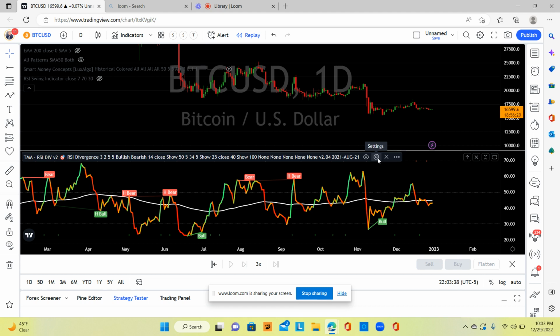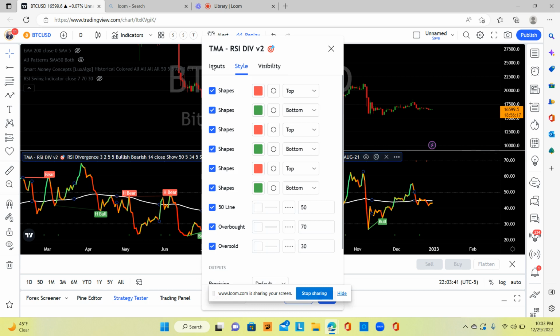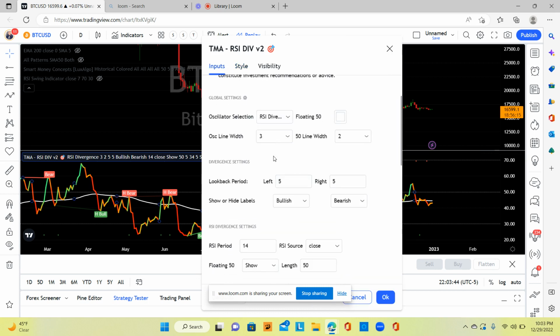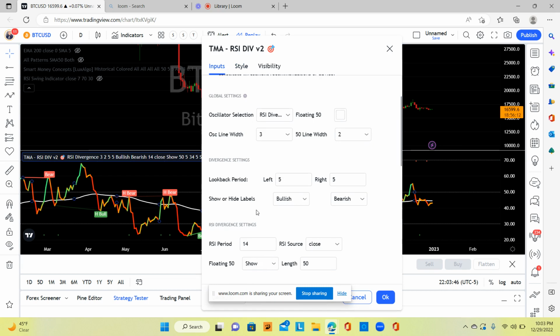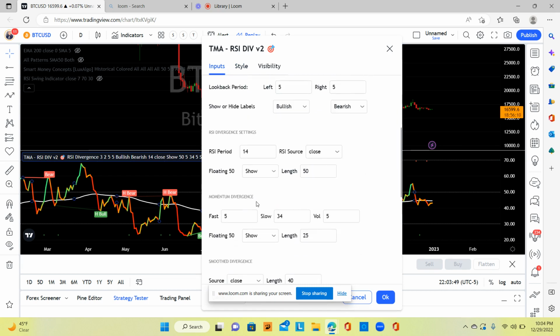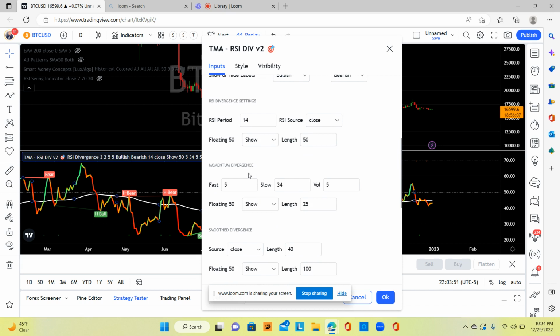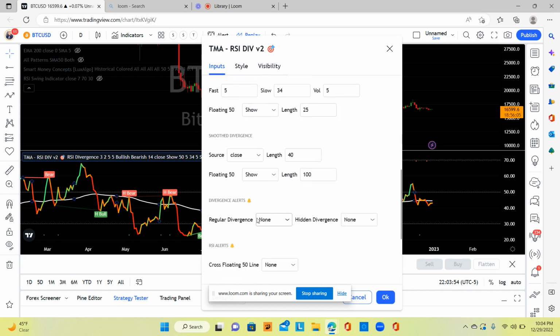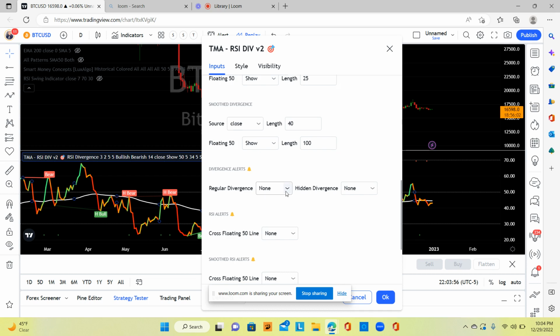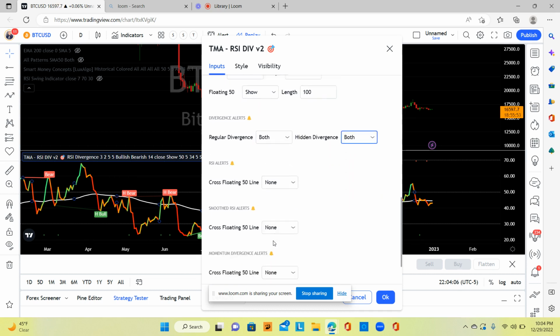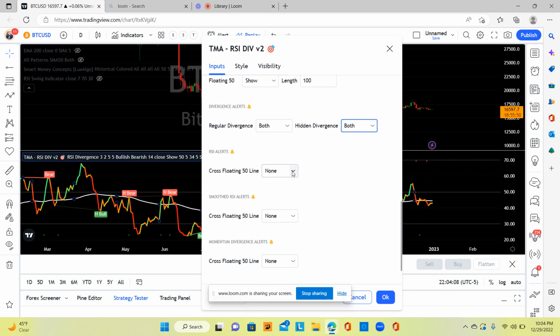All right. Now, the settings, game changer for this RSI indicator. Literally, you can do the RSI part of it. You can do the momentum divergence, smooth divergence. You got to have your alerts. Let me know when the divergence is coming for both. You want to click both. I want to know if it's the hidden divergence or the regular. The RSI, let me know when it's crossing the 50 line, which is the halfway point. Both. Come on, y'all.